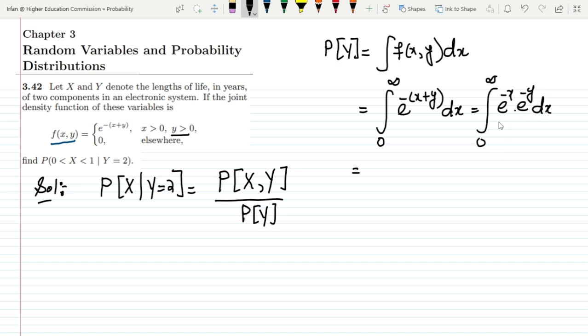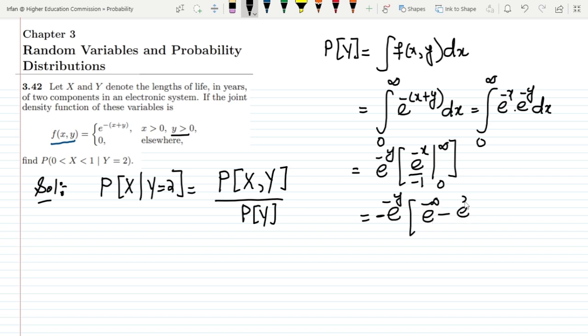Okay, so as we have been integrating with respect to x, this exponential of minus y will be treated as a constant. So putting it outside of this integral and then integrating exponential of minus x, I will get minus x divided by minus 1, with limits 0 to infinity. Here we have exponential of minus y because of this negative sign, and putting these limits, I will have exponential of minus infinity minus exponential of 0.